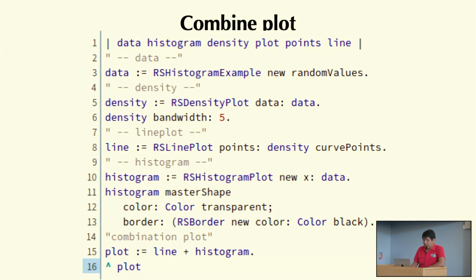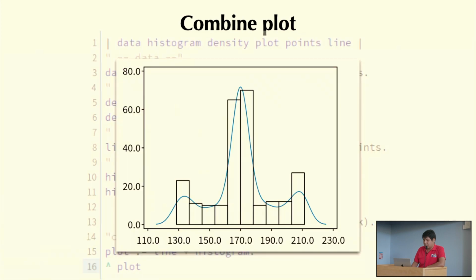And then we have the combined plot. Yes, in this example, it's kind of simple. I use a histogram, I use a density plot, I use a line plot, and then at the end, line 15, I use the combination of the line plot and the histogram. And the result is this visualization.